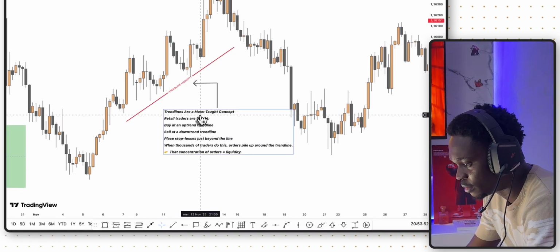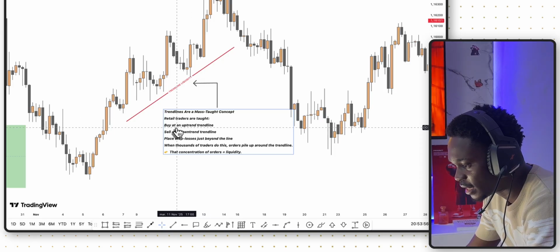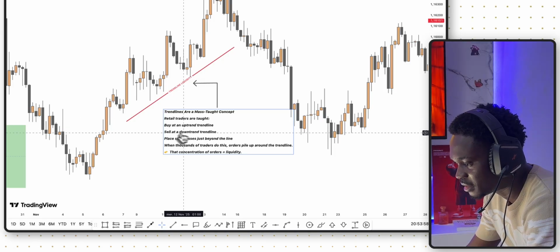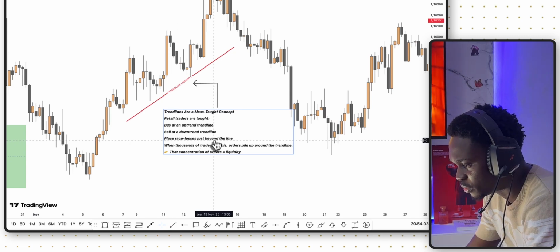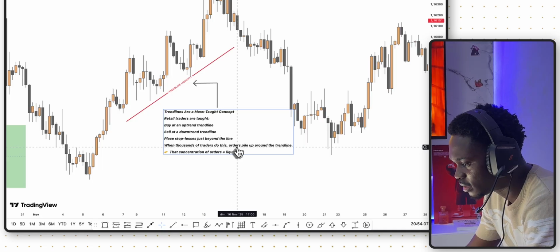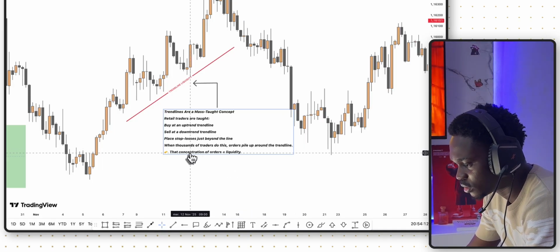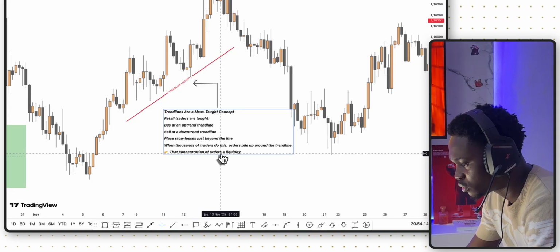Trend lines are a must-have concept. Retail traders are taught: buy at an uptrend trend line, sell at a downtrend trend line, place stop losses just beyond the line. When thousands of traders do this, orders pile up around the trend line. Okay, that concentration of orders equals liquidity.